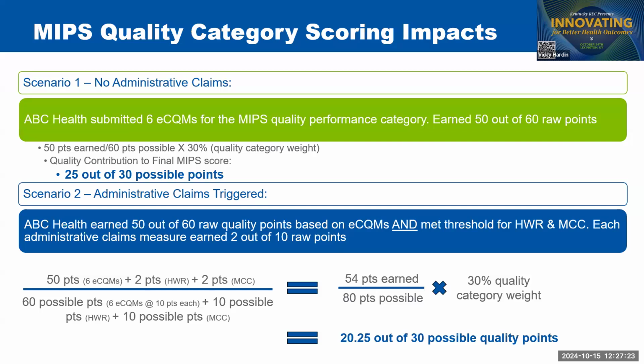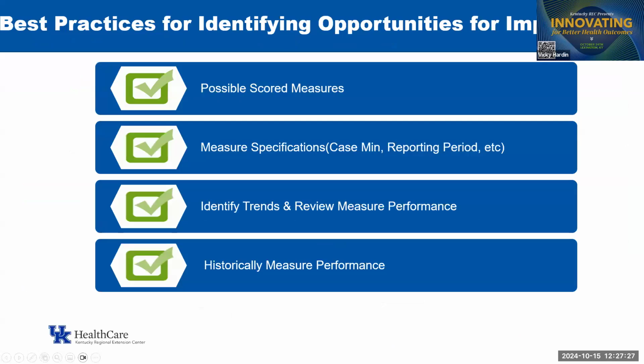So the first thing you want to do, if you've never been scored on an administrative claim measure, you want to review those 4 administrative claim measures to see what could possibly be scored for you in the future or for this current year.